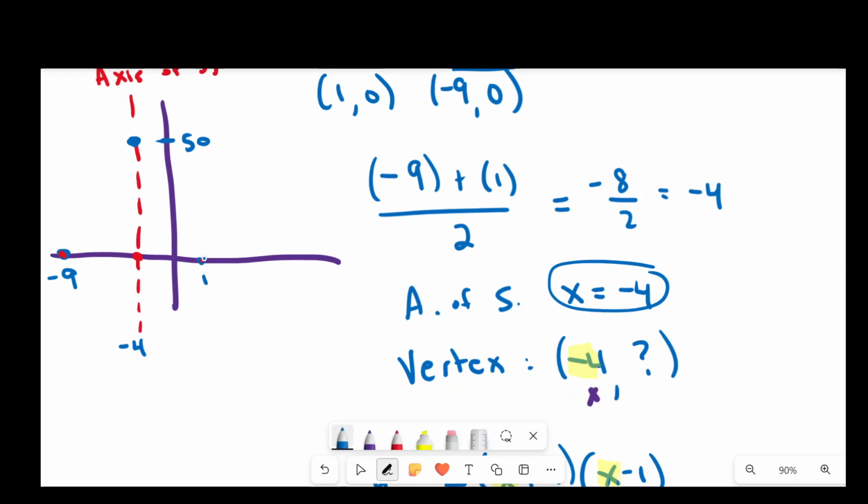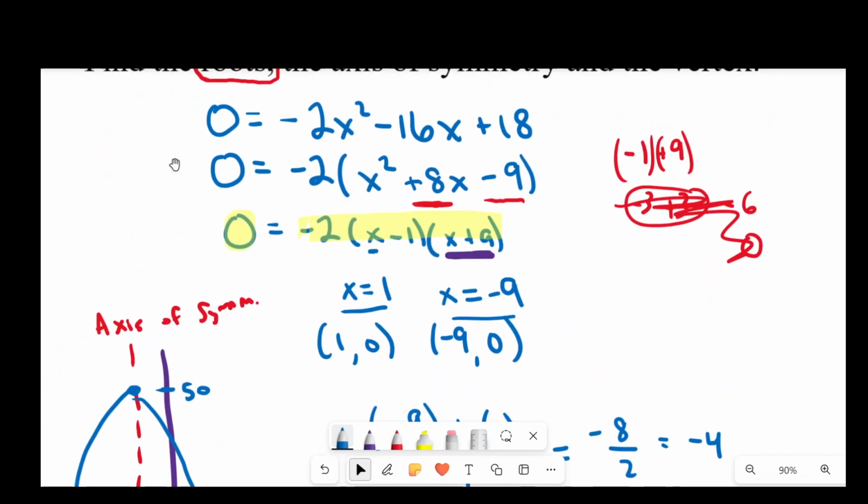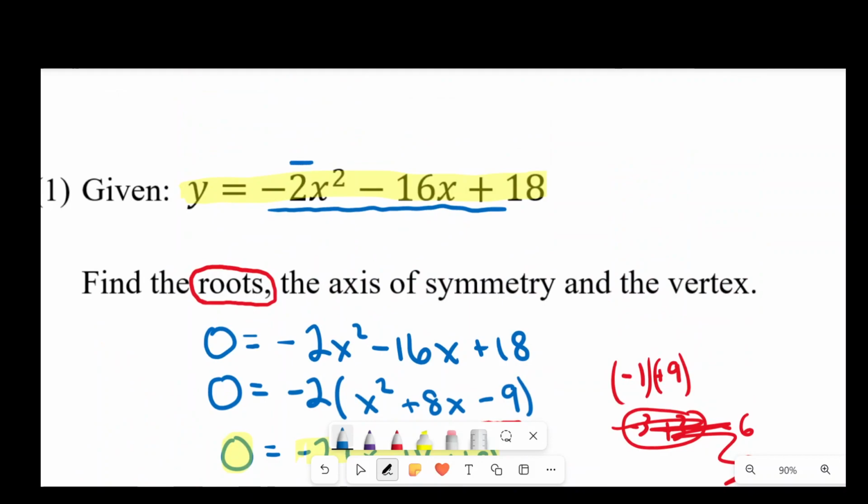So for this parabola to have roots at -9 and 1 and a vertex up here, it must be a down or negative parabola. And if we go right back to the original equation, we can tell that it's definitely a negative parabola. So there's lots of little cool built-in checks you can do along the way, especially if you make yourself a quick little sketch.